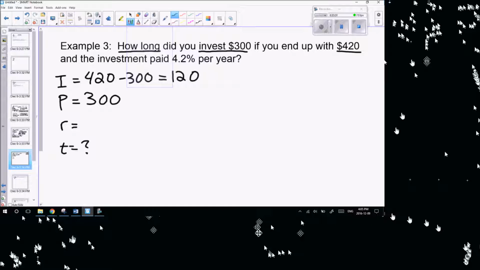And the last piece tells us that the investment paid 4.2% per year. Whenever there's a percentage, that's our interest rate. So 4.2%. And remember, we need to divide by 100 to get our decimal value. So that's 0.042 for our interest rate.